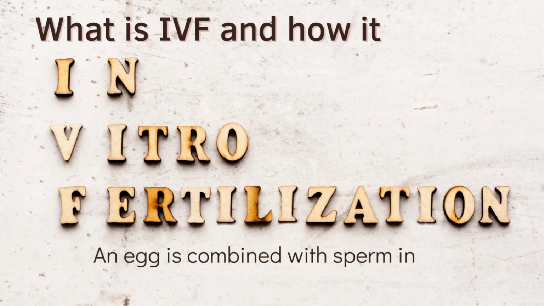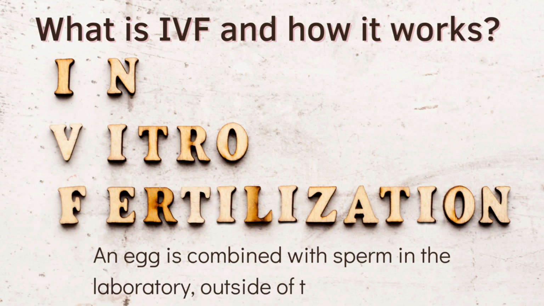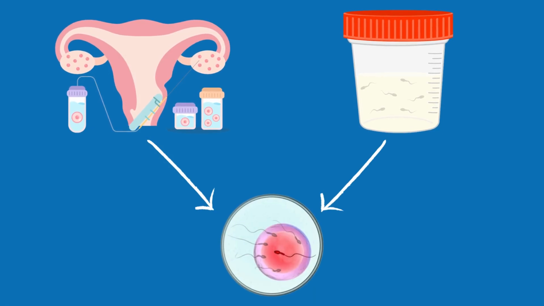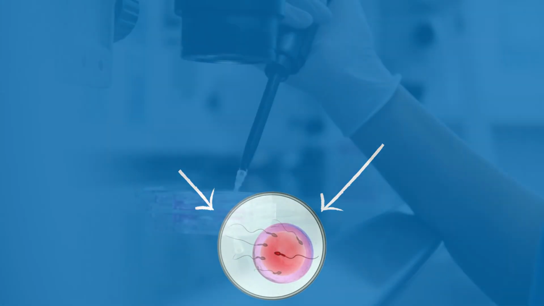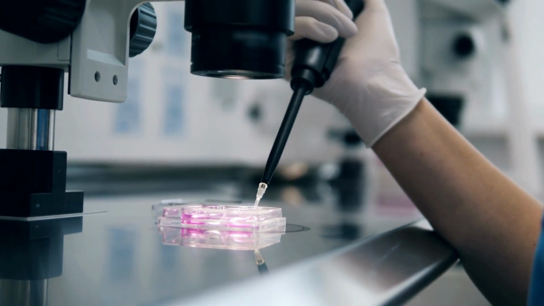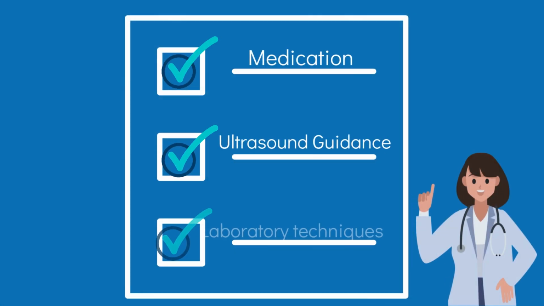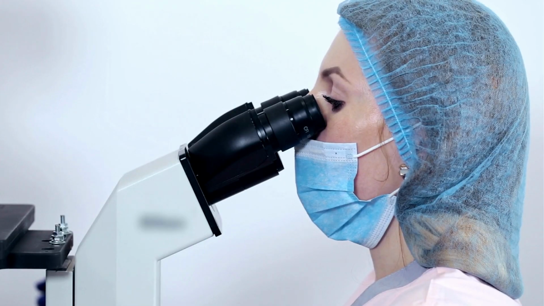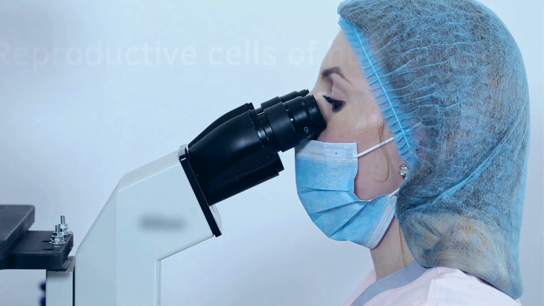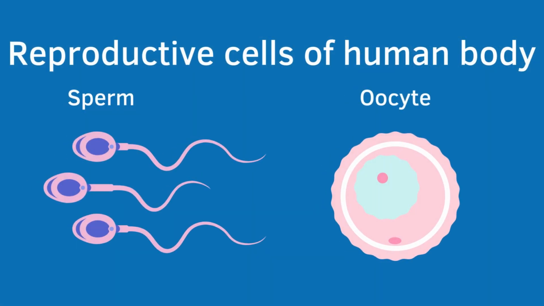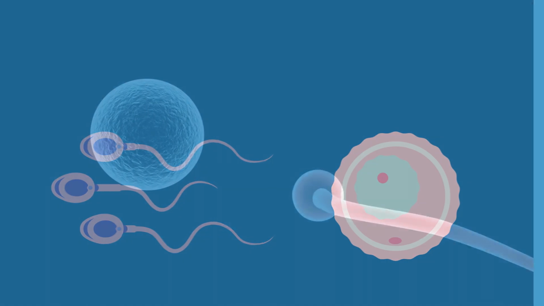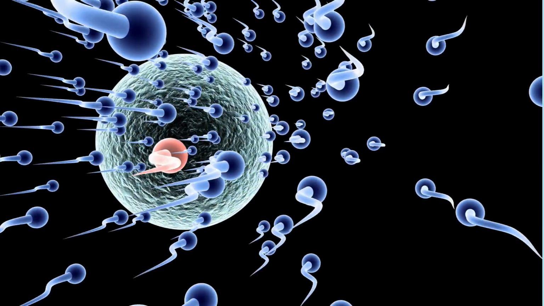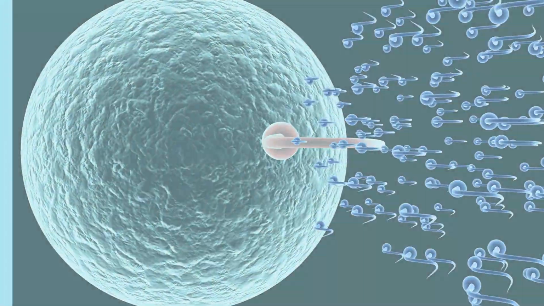IVF stands for in vitro fertilization, and it is the process of fertilization where an egg is combined with sperm in the laboratory, outside of the female body. This procedure involves a combination of medication, ultrasound guidance, and specialized laboratory techniques. But first, let's take a deeper look at the crucial elements involved in IVF: the sperm and the oocyte, often known as the egg. Male reproductive cells are called sperm, whereas female reproductive cells are called oocytes. Each is essential to the fertilization process.